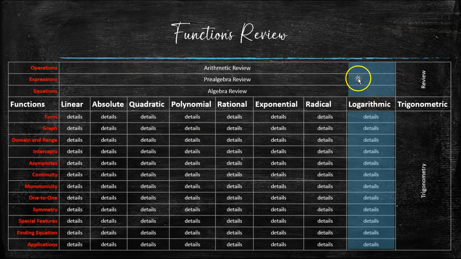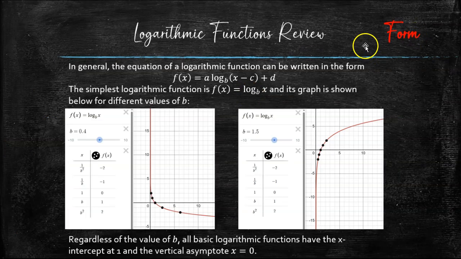Now that we have discussed all the prerequisites, let's start talking about logarithmic functions. And the first thing we're going to talk about is the form in which a logarithmic function can be written. And this is the general form. And if you set all the coefficients like c and d equal to 0 and a equal to 1, then you end up with the simplest logarithmic function that looks like this.